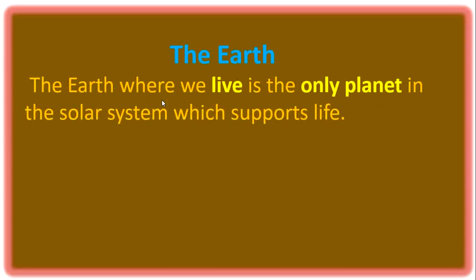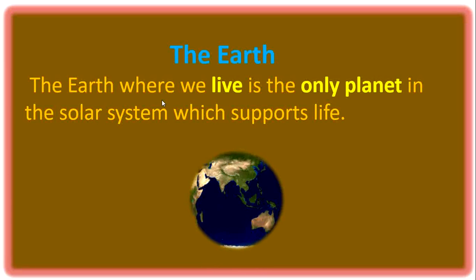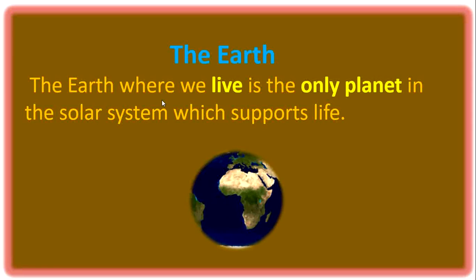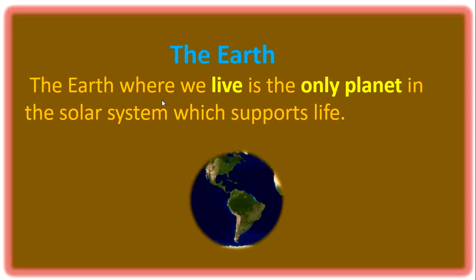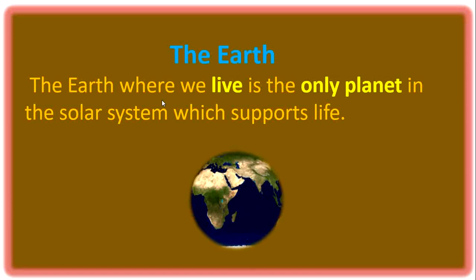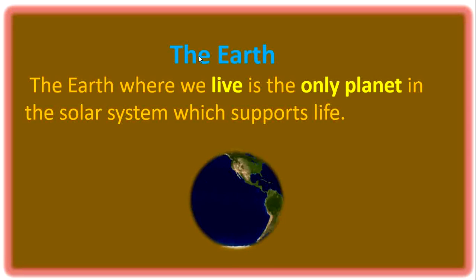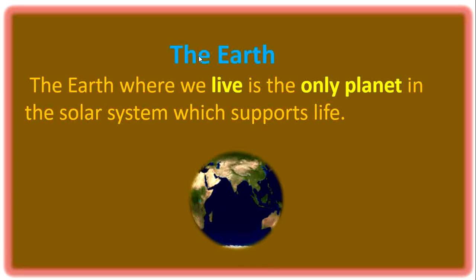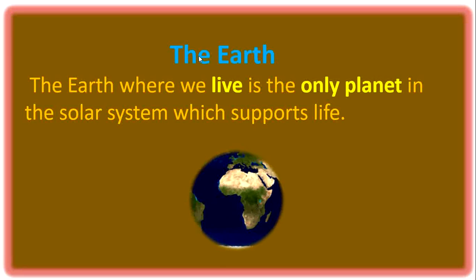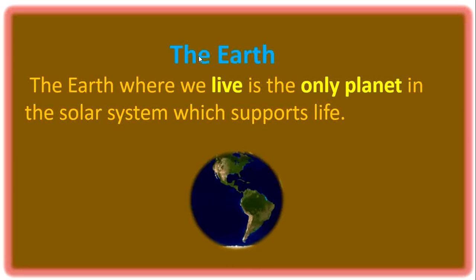Earth. The Earth, where we live, is the only planet in the solar system which supports life. Due to its right distance from the sun, it has the right temperature, the presence of water, a suitable atmosphere and a blanket of ozone. All these have made the continuation of life possible on the Earth. From space, the Earth appears bluish green due to the reflection of light from water and landmass on its surface.